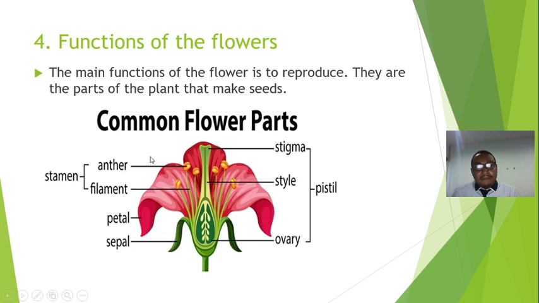One more time: stamen, anther, filament, petal, sepal, ovary, style, stigma, and this is all called a pistil. Now let us proceed and look at the functions of each part of the flower in detail.